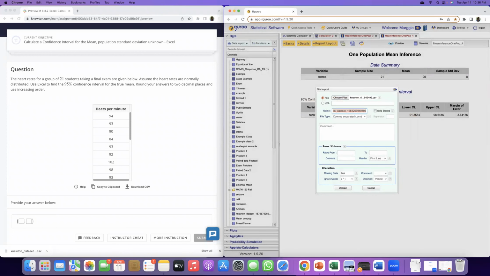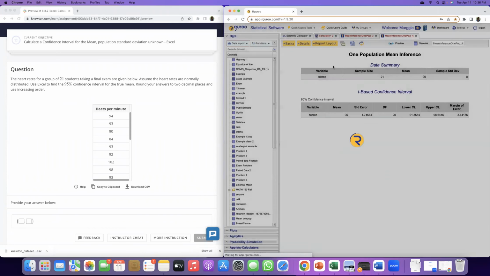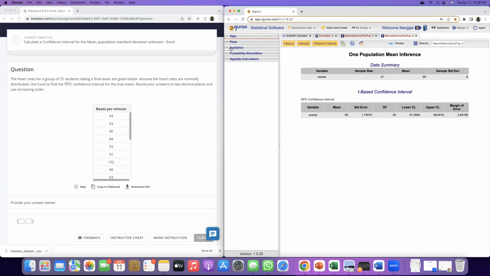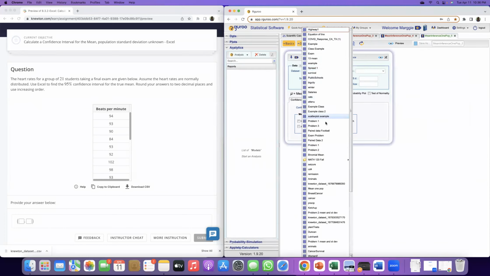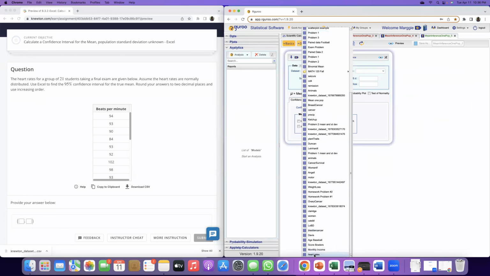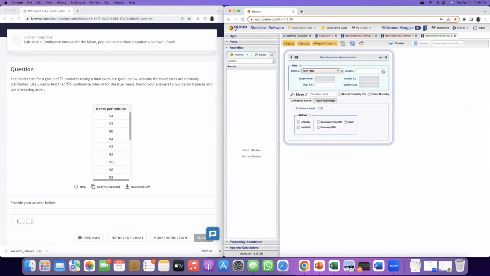I'm going to change this name to heart rates. There we go. I upload this. Again, we don't need this. I'm just closing it. And then I'm going to the analysis drop down, mean inference for one population. I am going to choose that data set, heart rates. I need to choose my variable.